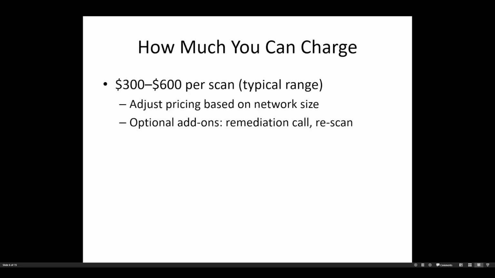I would say even talk to business owners of brick and mortar places, meaning dental offices, medical offices, maybe financial firms, to get an idea of the community you're going to be working with, because it's going to be something you probably do locally. And then I have here optional add-ons: remediation call, or rescan.